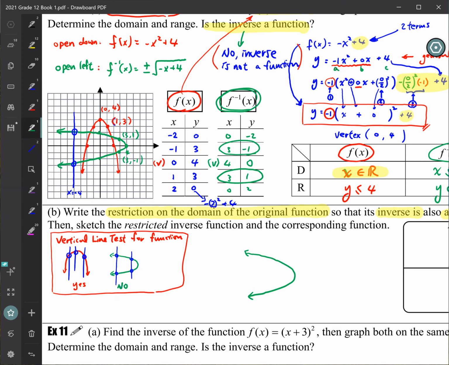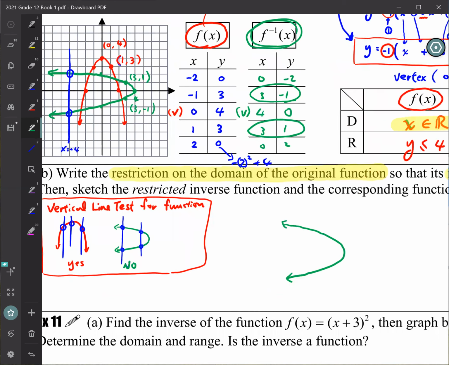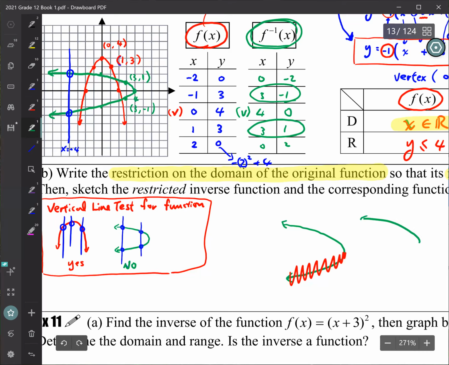For the green graph, how do I cut it or erase part of it so it will become a function? Yannick, could you erase the bottom part? Okay, so let's do that. So it crosses that out, right? So your remaining graph will look this way.